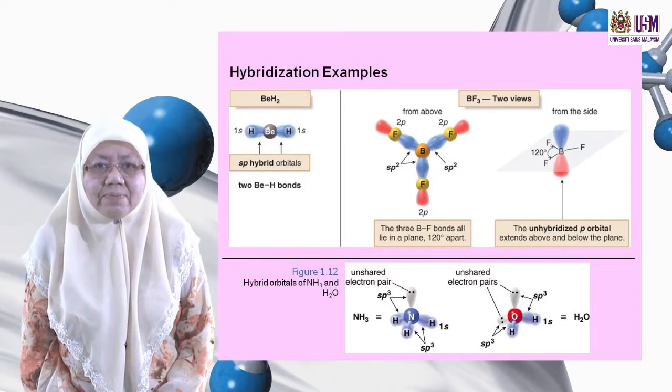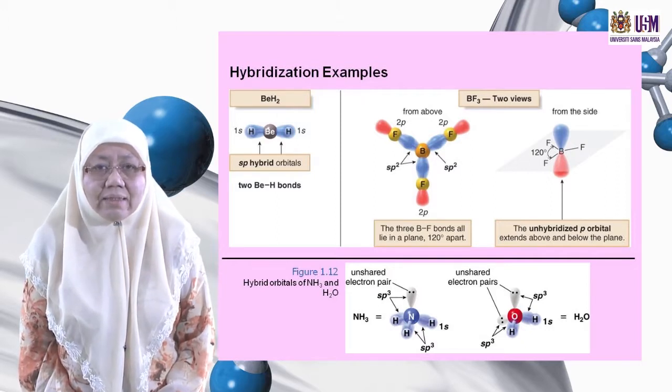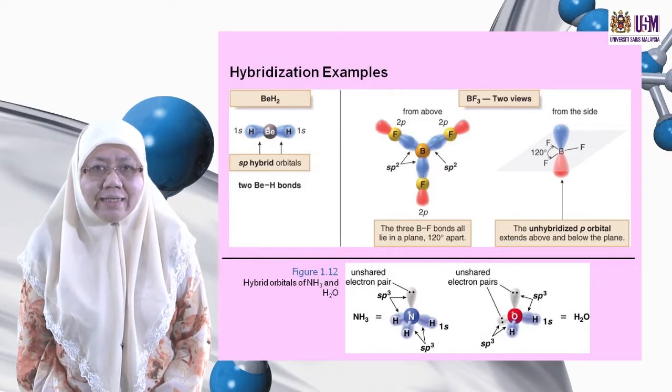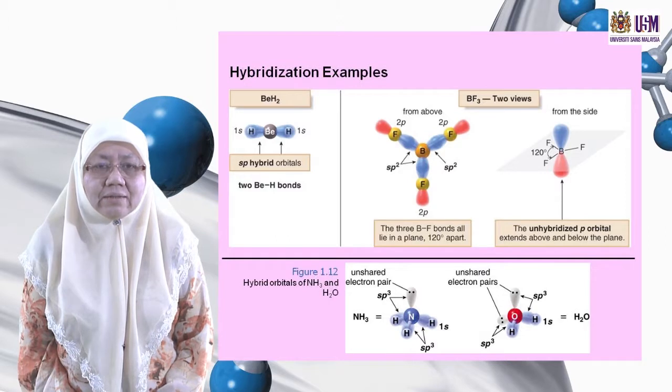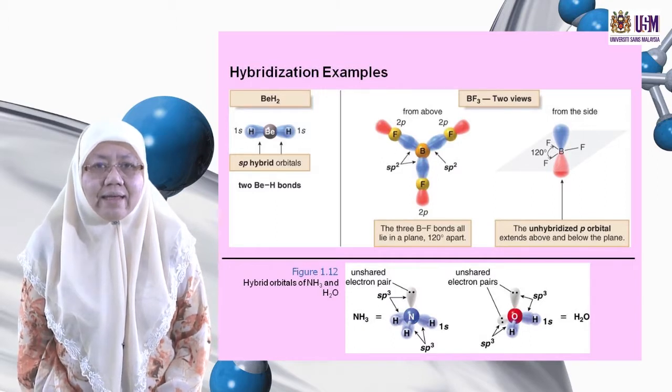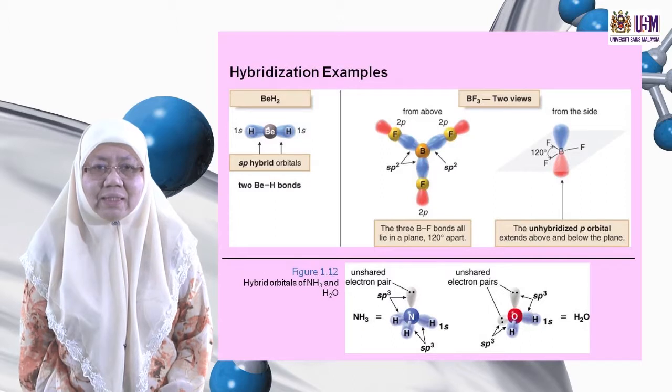For the sp2 orbitals, you can see the example given is BF3. Boron, the middle atom, is sp2 hybridized, and there is an overlap of this sp2 hybrid orbital from boron with the 2p orbital from fluorine. Since there are 3 sp2 orbitals, the angle between F-boron-F is 120 degrees. Looking from the side view, we can see that there will be 1 unhybridized p orbital, and there is no electron in this p orbital.